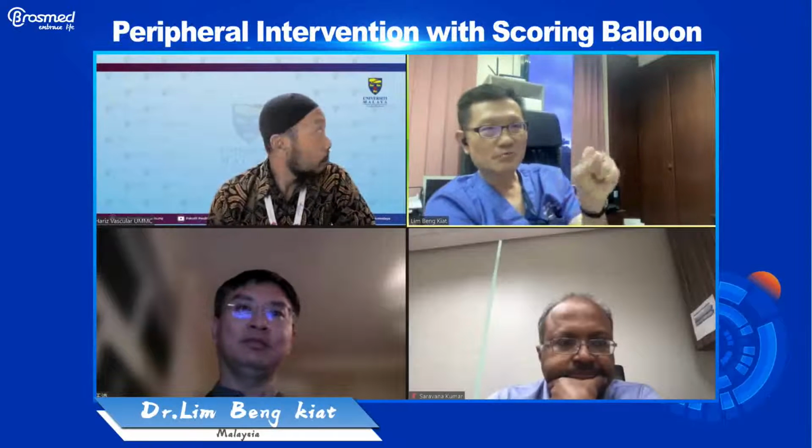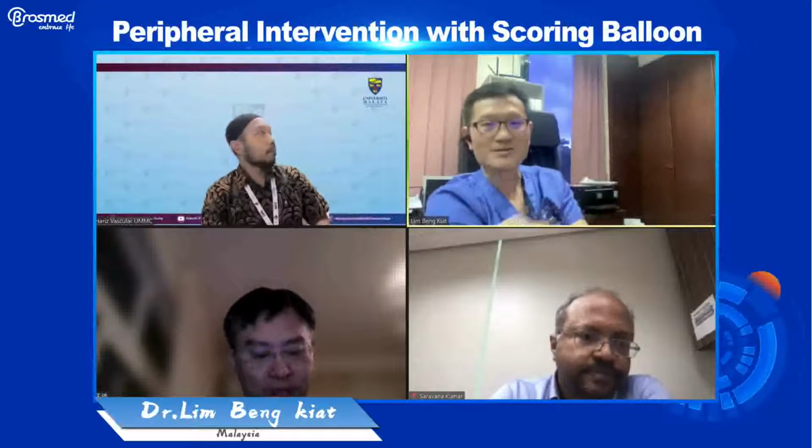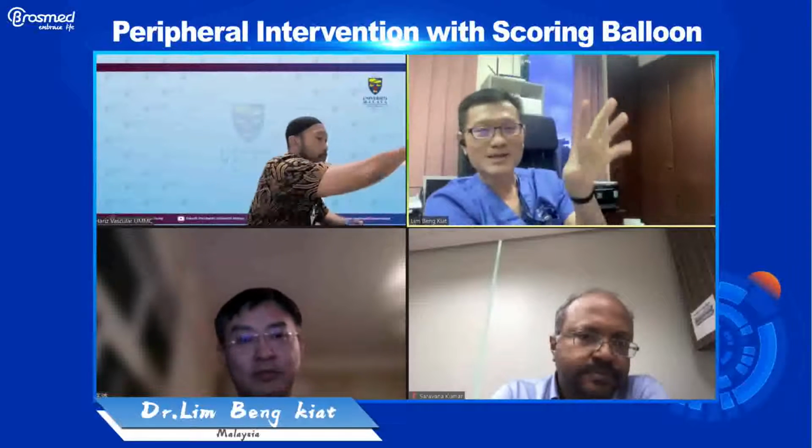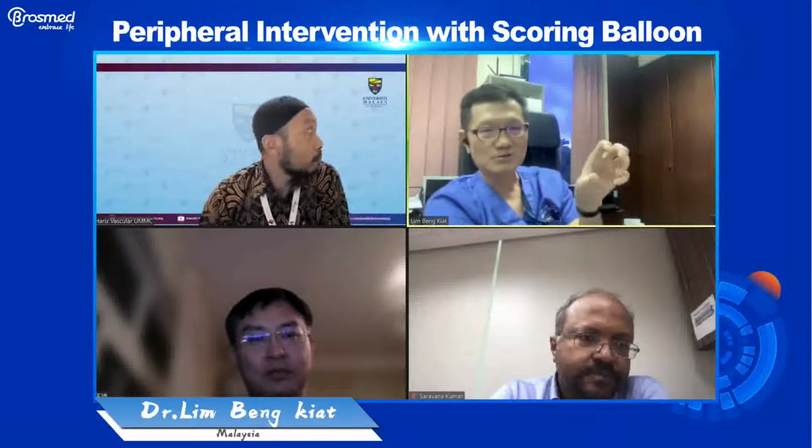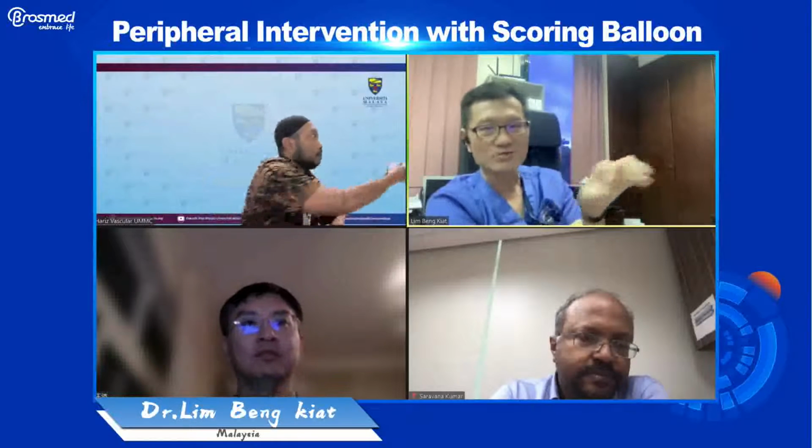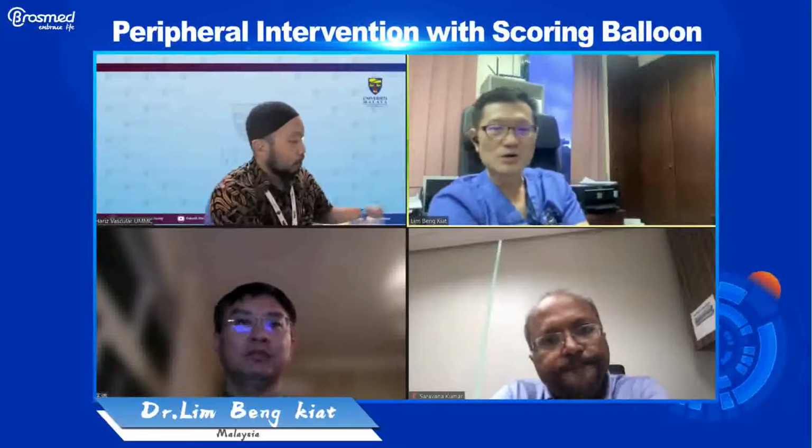When I inflate the size 7 balloon, you can see there's still a lot of residual stenosis, but the good thing is it opens up very easily. You don't even need to go very high. I think because the first balloon, size 6, cut through all the fibrous tissue, there's hardly any recoil.